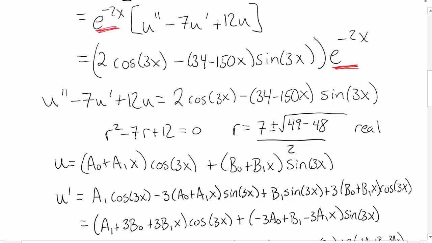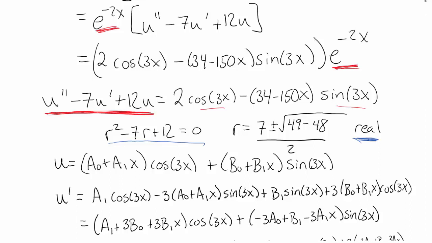Now the next thing I want to do is take a guess at what should be the form of my u. If the homogeneous of this DE, the u double prime minus 7u prime plus 12u, has either a cosine of 3x or sine of 3x in it, I need to be careful about what I guess. So I just want to check its characteristic equation really quick. Its characteristic equation is r squared minus 7r plus 12 is equal to 0. And you can see that those are real solutions because I get 49 minus 48 under the square root. So I would only have exponentials as part of the homogeneous for this DE.